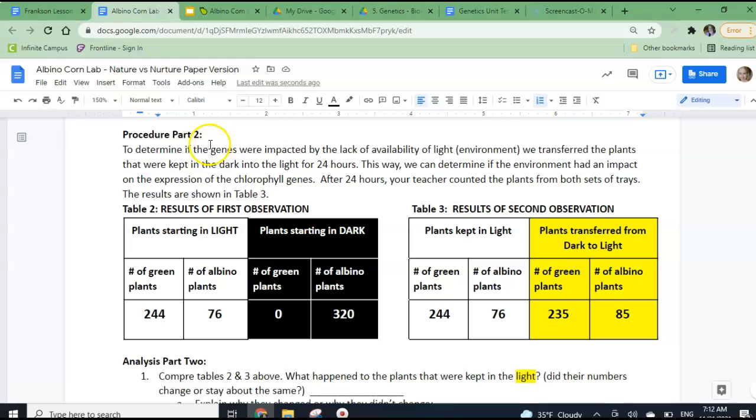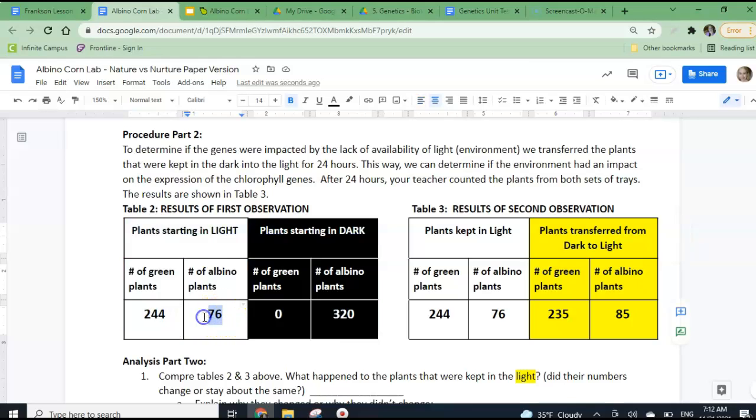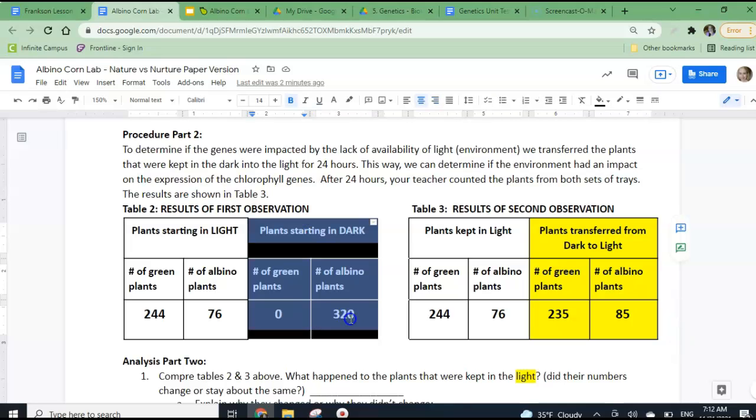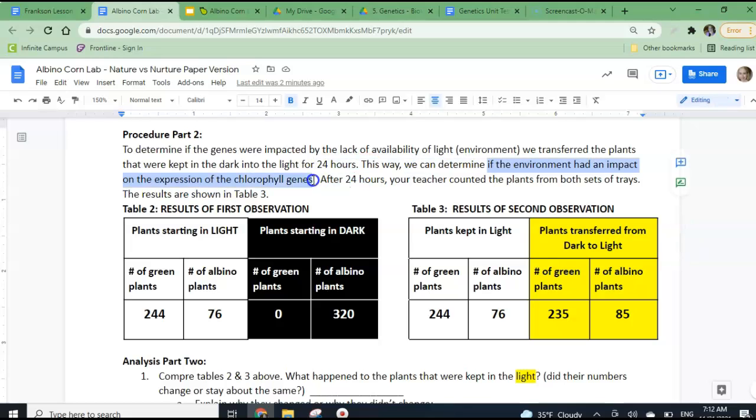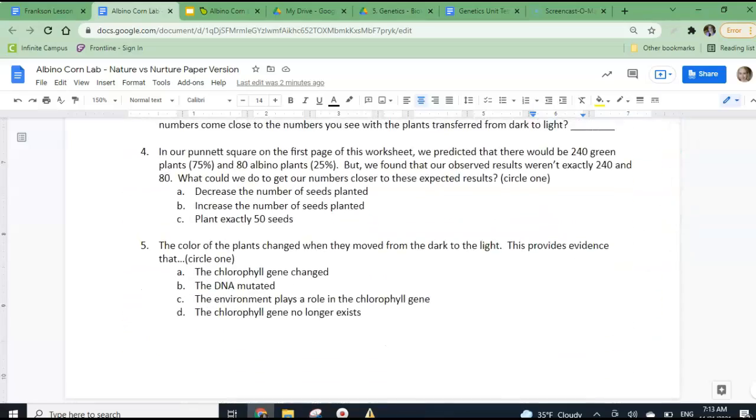Okay, so in part 2, what we did is we took all the plants that were kept in the cupboard in the dark, right? So remember, this is in the beginning, this is what we saw, okay? 244 green, 76 albino, and these were in the light. And in the dark, they were all albino. So we took all these dark plants here and we put them in the light. Okay? And we're looking to see, do they change color? Does the environment have an impact on the genes? So after 24 hours, we count them and we end up seeing some of them turned green, right? So you're going to go ahead then and answer these questions.